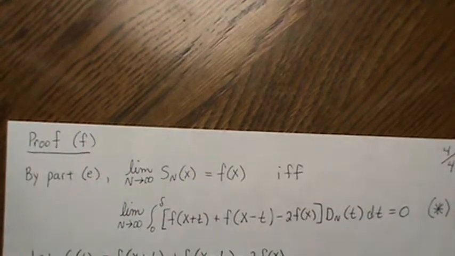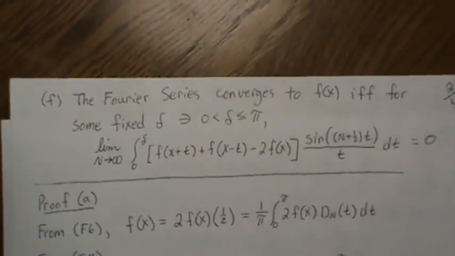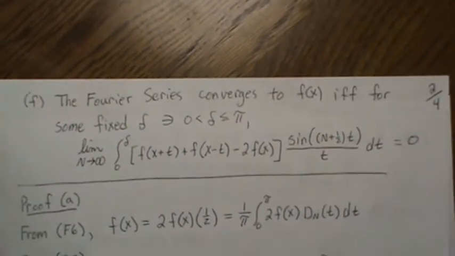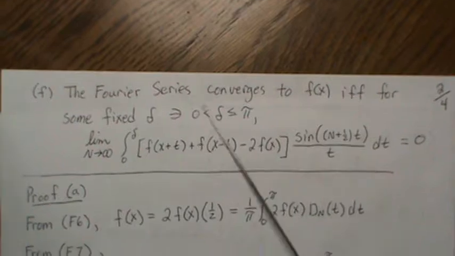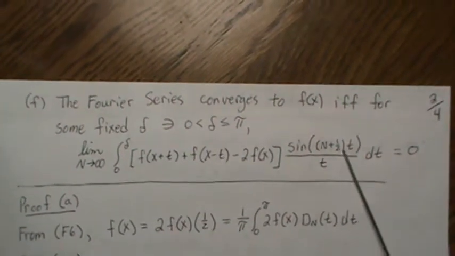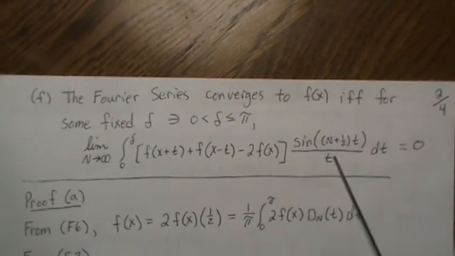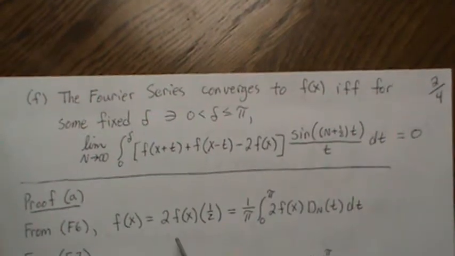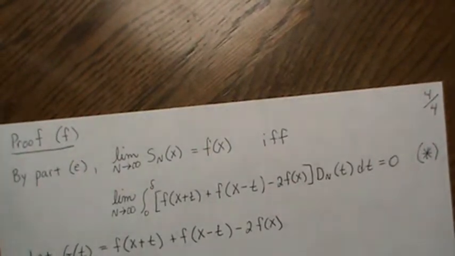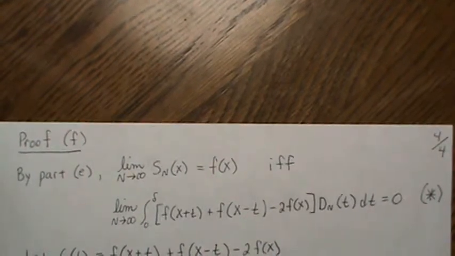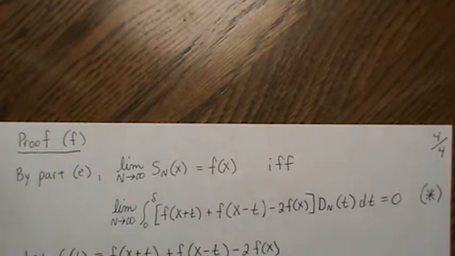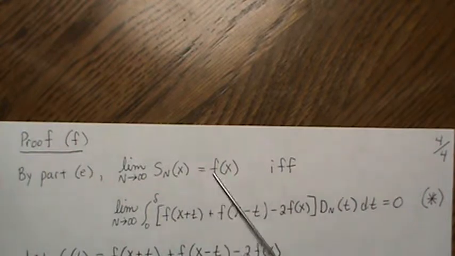I better flash it just in case. So this is part F that we're going to prove. If this integral is 0, then the series converges. And this is not the Dirichlet kernel. But as I mentioned earlier, it's somehow going to tie into the remainder. If this is 0, then the remainder is 0. And if the remainder is 0, then the series converges.